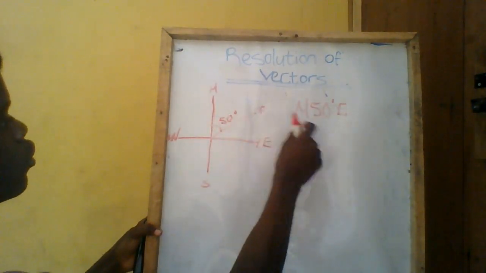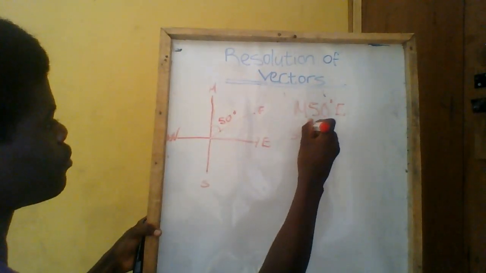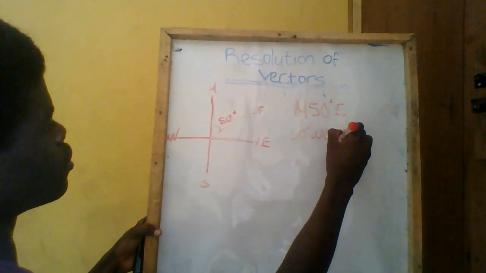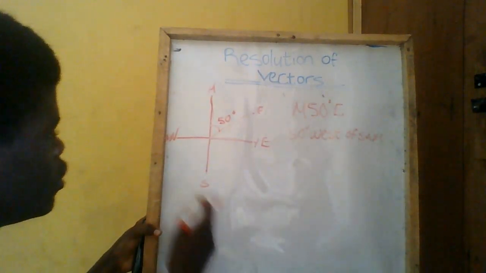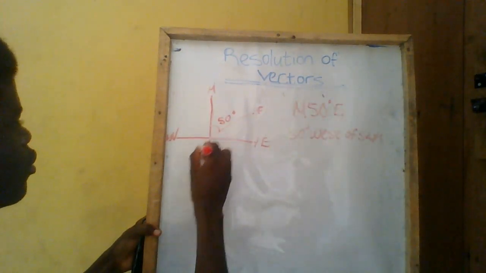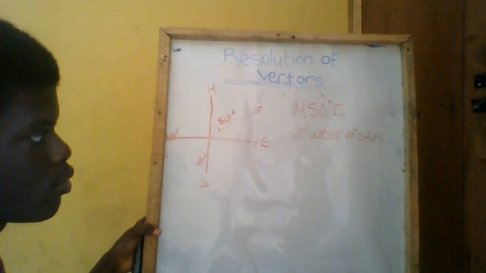So they can also give you 30-degree west, that will be west of south. You go to the southwest direction. 30-degree west of south means the angle belongs to south. That's 30-degree west of south.